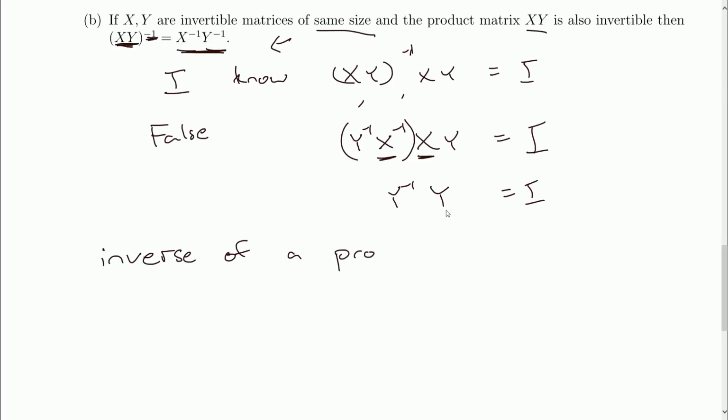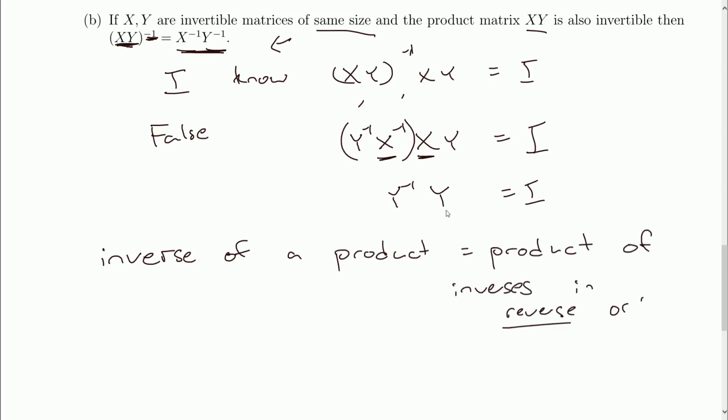Inverse of a product equals product of the inverses in reverse order. Okay, so for x times y, the inverse should be y inverse times x inverse, not x inverse y inverse.